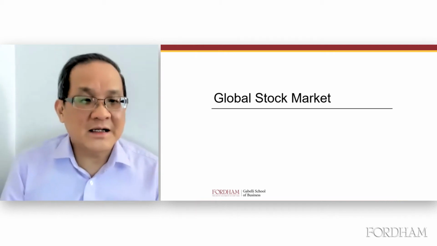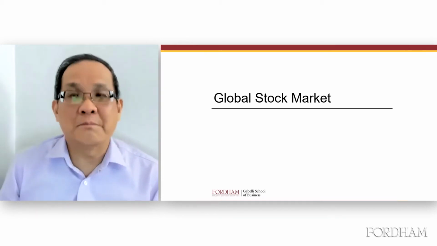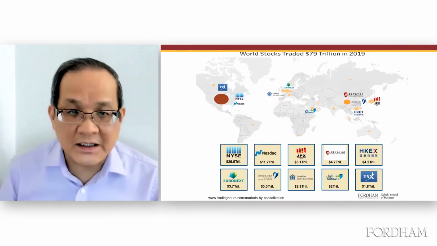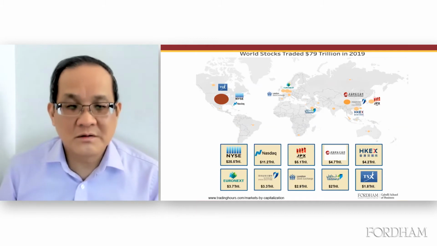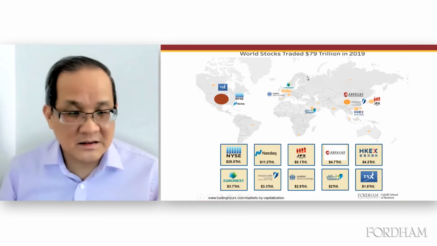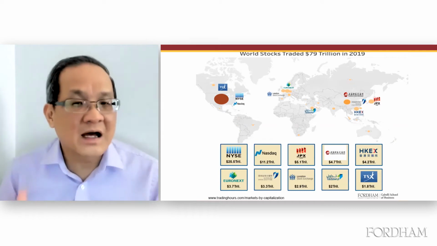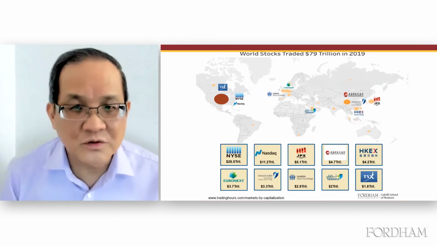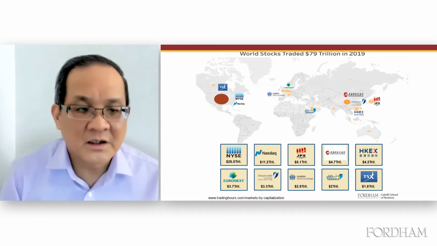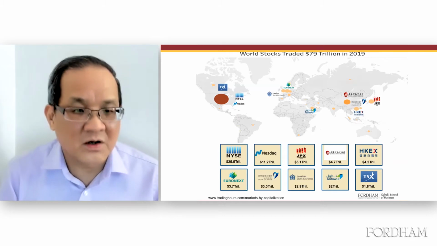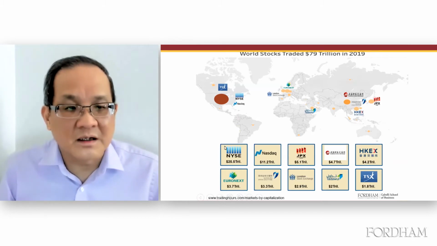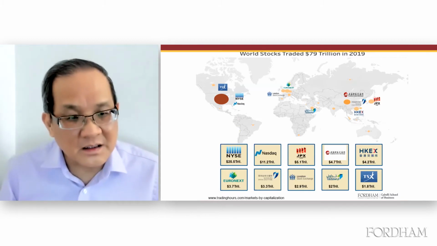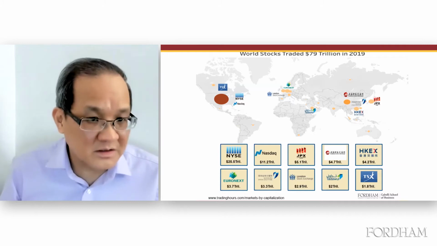Welcome back. Now let's look at the global stock market. Looking at this data here, the world stock market has a size of $79 trillion in the year 2019. Of this $79 trillion, the largest market is the New York Stock Exchange, and it is about $25 trillion.